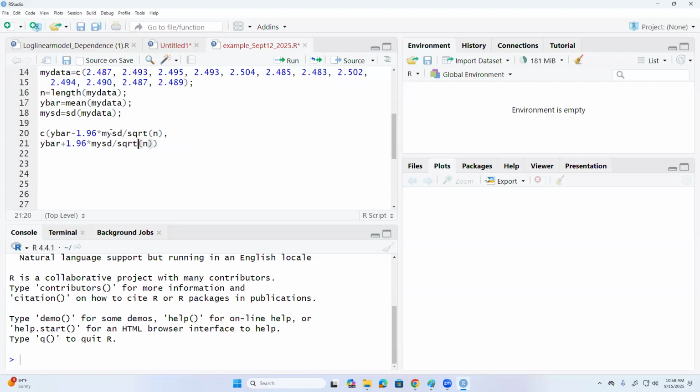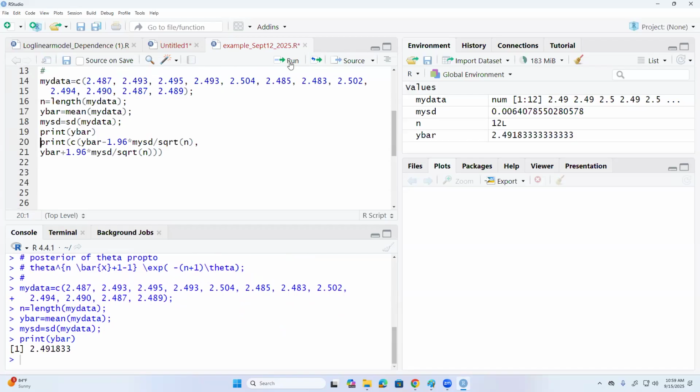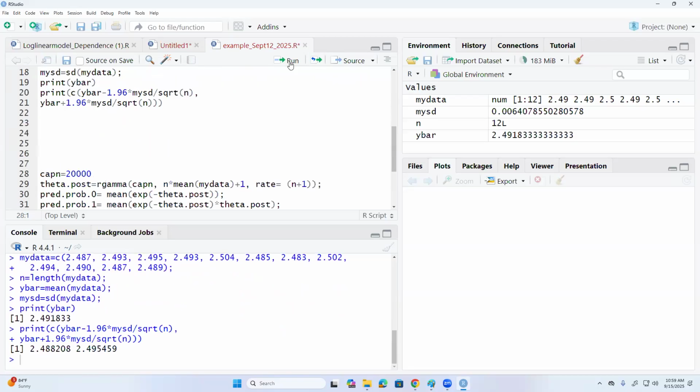Okay, so this is the classical thing. You can use any language, I have no problem. So this is the data. This was your y bar, the classical estimate of the average value, and this is the 95% confidence interval using the classical method.